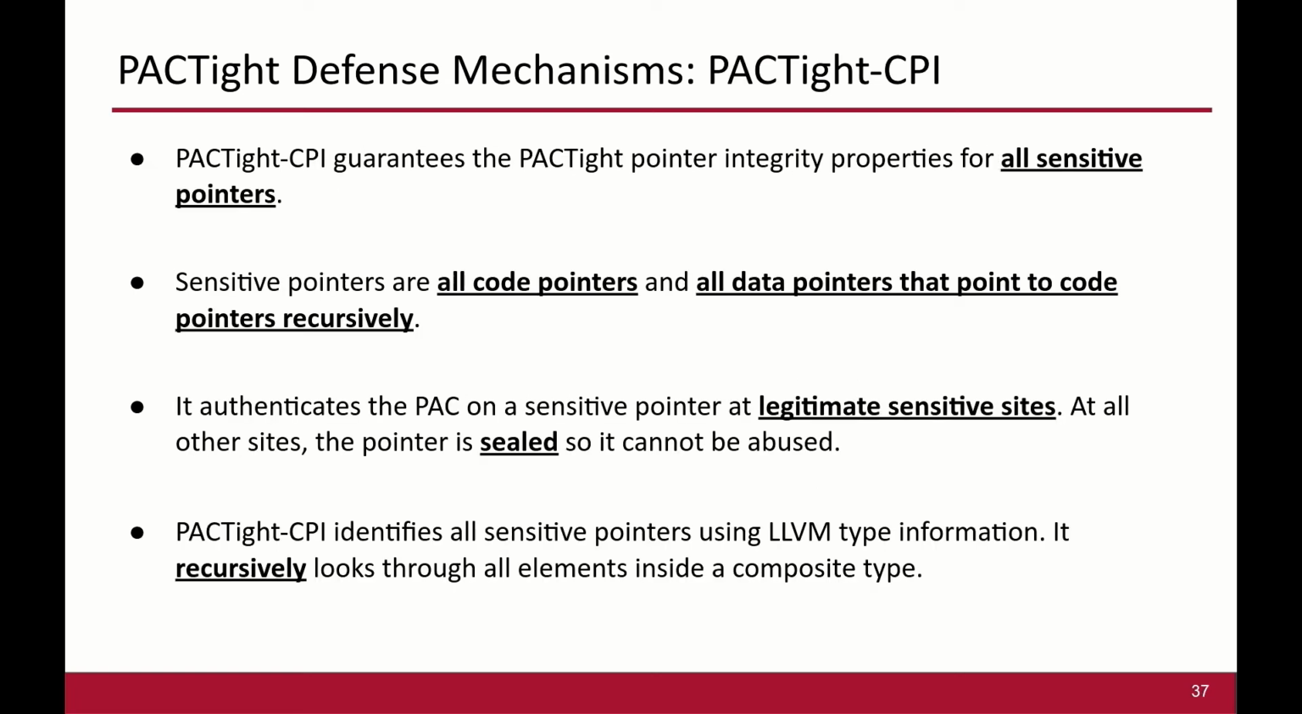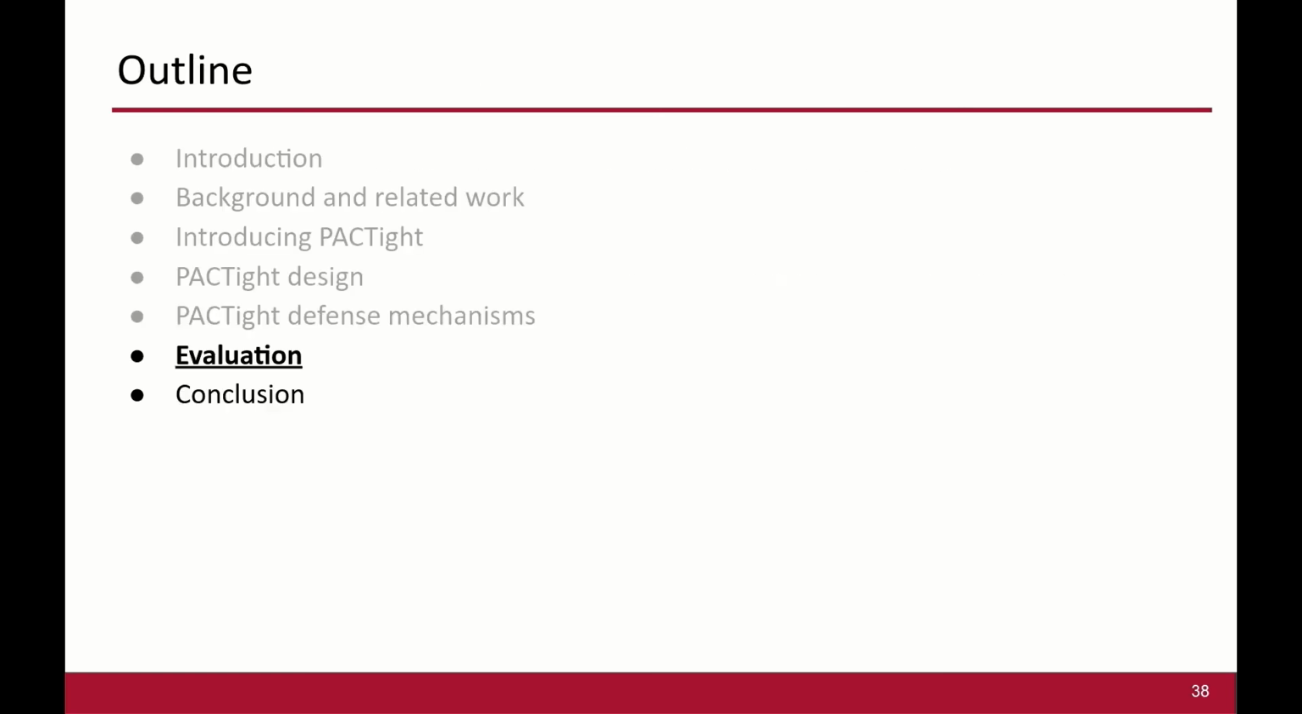So PACTight CPI guarantees the 3 properties for all sensitive pointers. And in this context, sensitive pointers are all code pointers and all data pointers that point to code pointers. And the sensitive pointers are authenticated only at legitimate sensitive sites. Otherwise, the pointer has a PAC on it and it cannot be used. PACTight CPI relies on LLVM static analysis for instrumentation, and it recursively looks inside all elements of a composite type to guarantee coverage. Next, we take a look at the evaluation of PACTight.